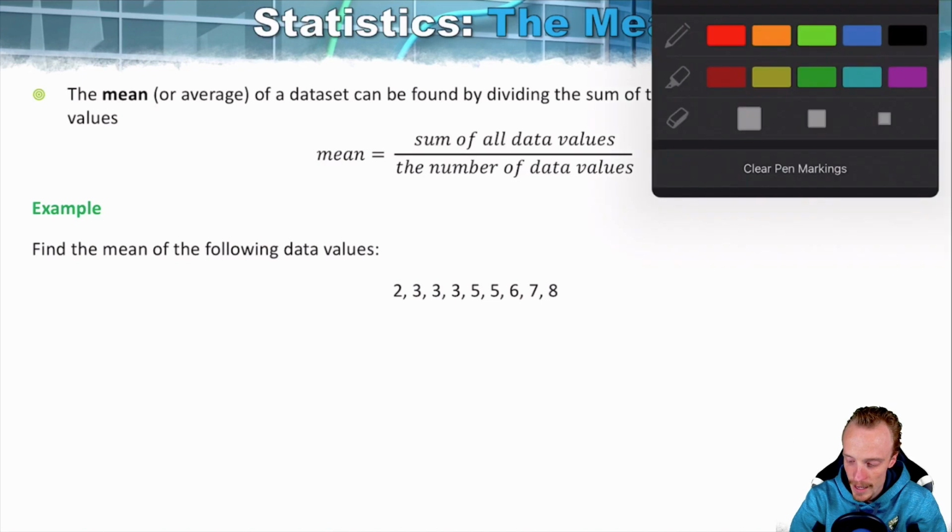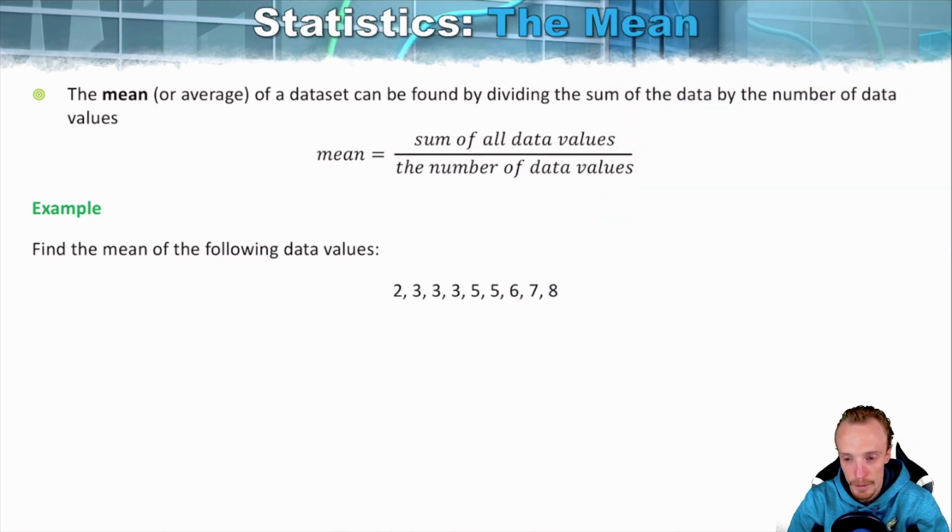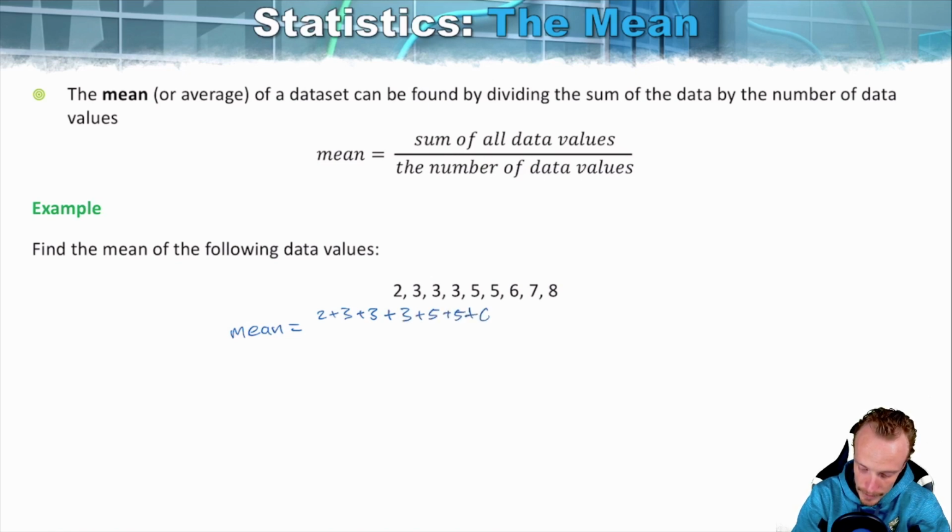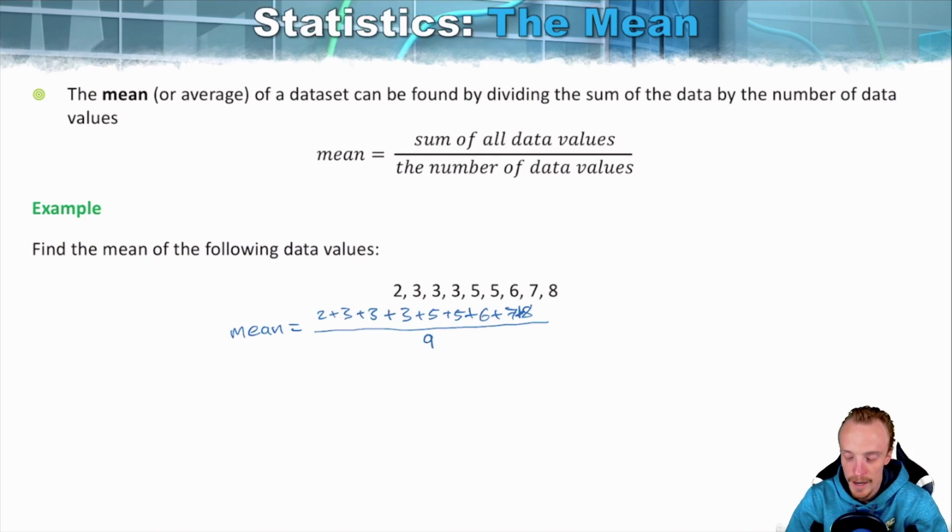So let's just quickly work through an example here. If we wanted to calculate the mean of this set of data here, this could be any kind of data, but we've just got some data here. What we would need to do to calculate that, so mean equals, is add them all together. So this would be 2 plus 3 plus 3 plus another 3 plus 5 plus 5 plus 6 plus 7 plus 8, and then divide by however many there are in total. Oops, that needs to be a plus between the 7 and the 8. So there are 4, 5, 6, 7, 8, 9. So there's 9 different data values in total here.